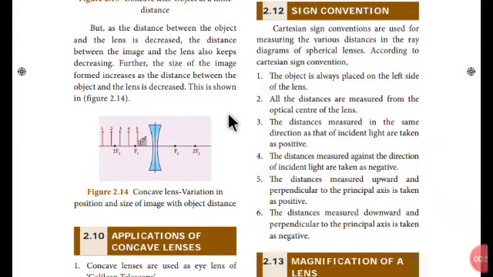And then the height of an object is always taken as positive, and for a better clearance we can say that a line which is pointing upwards from the principal axis of a lens is taken as positive, and the opposite, that is the line which is pointing downwards from the principal axis, is taken as negative, and this is called as the sign convention for lens.